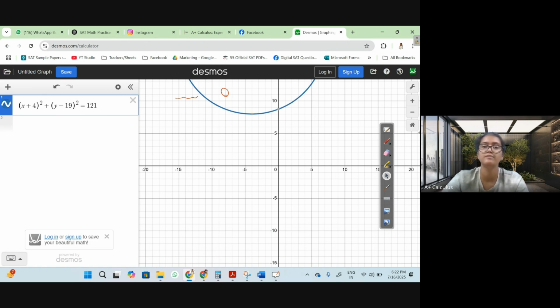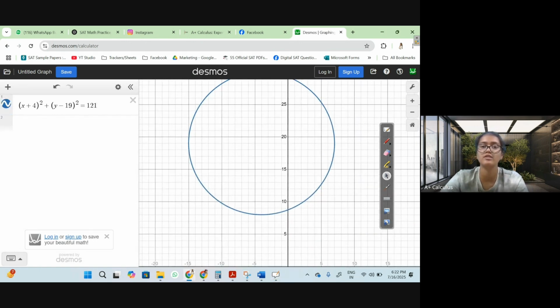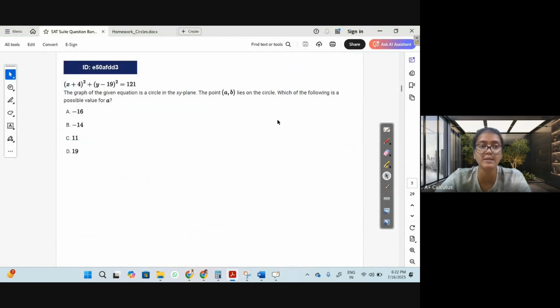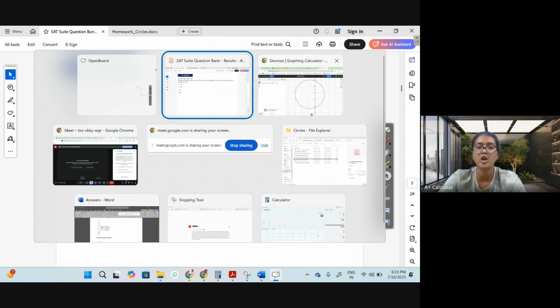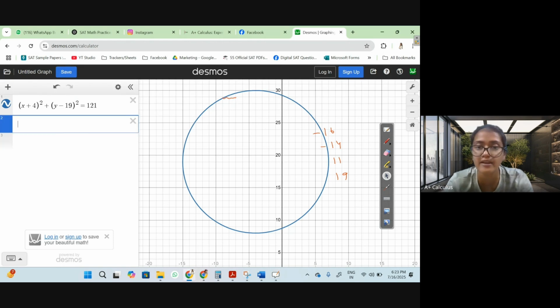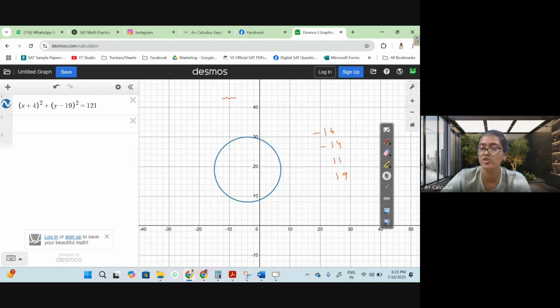So that's the circle. So this is a circle. And then it says which of the following is a possible value for a, and the point (a, b) lies on the circle. Okay. So we have to check for -16, -14, 11, and 19. So if the point (a, b) lies on the circle, you take your cursor and you move on this circle, and just check if you can see the x coordinate and the y coordinate of this point. Just check if any of these points appear.